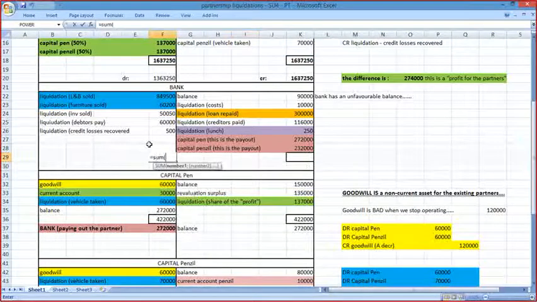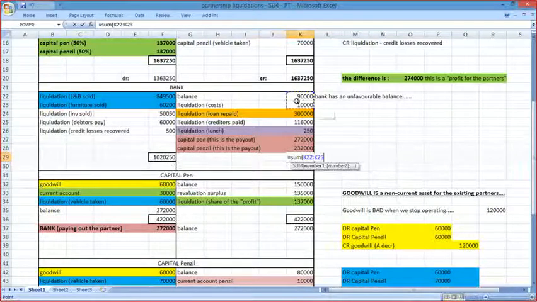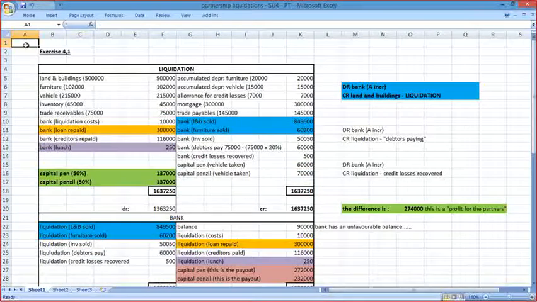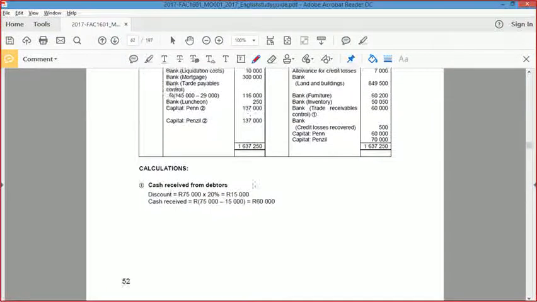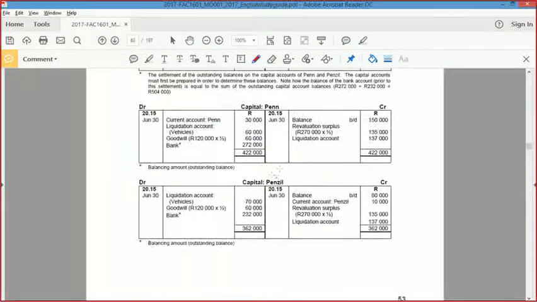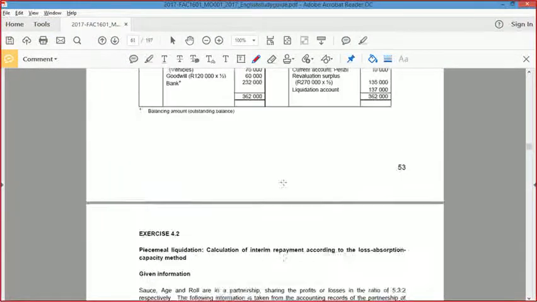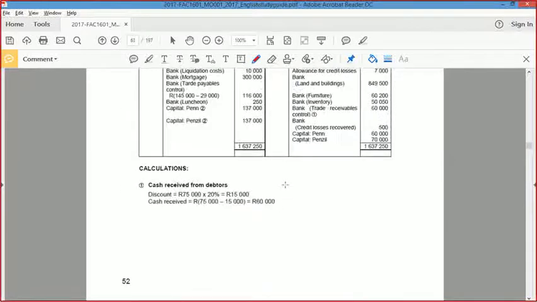Sum up this side. Enter. Sum up this side. Enter. Good, it did balance. If it didn't balance, then I need to look at the difference and then find my mistake. Perfect. That's what we've done now in terms of the T accounts. This should be in line with what they had in the book, which is what they were closing off: liquidation close off, bank close off, capital close off, and that's it. And that's example 4.1.